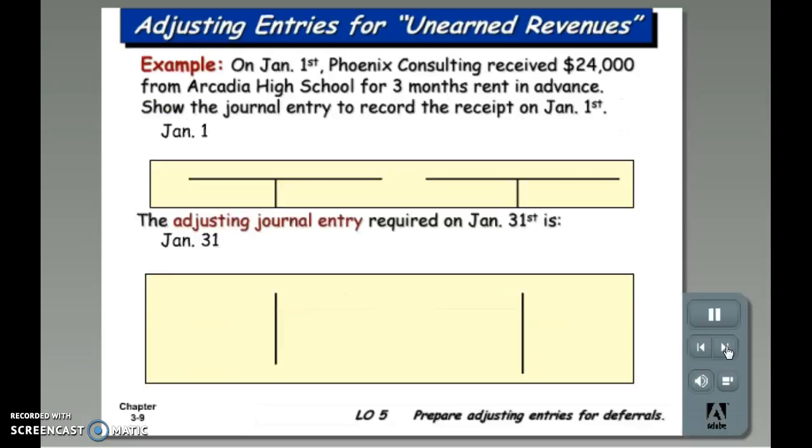Now let's look at adjusting entries related to unearned revenues. Unearned revenues are recorded when companies receive cash before the cash is earned. Phoenix Consulting records $24,000 of unearned revenue on January 1 because the cash represents a payment from the tenant, Arcadia High School, for 3 months' rent in advance, January through March. The entry on January 1, which is not an adjusting entry, is to debit or increase cash, and credit or increase the liability account unearned rent revenue.